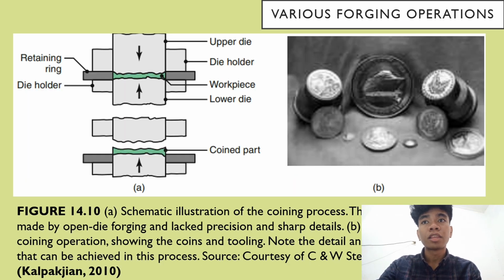Next is Figure 14.10. Coining is a forging process used to produce fine surface detail, such as in coins. The modern coining process creates sharp, high quality detail and excellent surface finish.